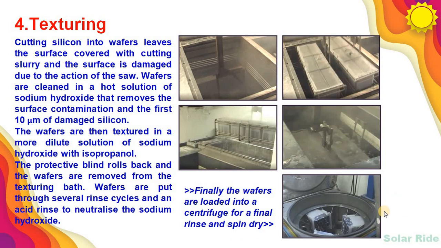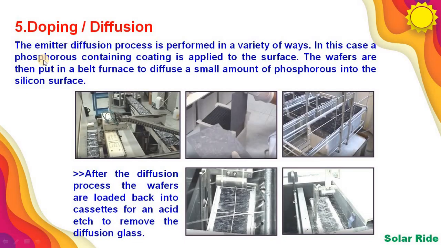Why do we need solar cell texturization? Texturization increases the area of the solar cell surface. That's why we need the texturization process for solar cells. The next step is doping or diffusion. This topic was already discussed previously in the solar working process. Diffusion process.